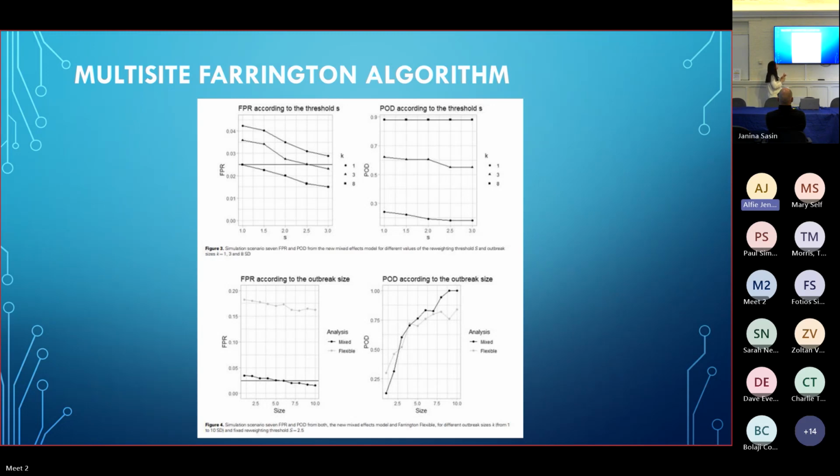Now, in the figures here, we compare both algorithms, false positive rate and probability of detection, also based on outbreak size. So the higher the outbreak, the lower the false positive rate, for both. But of course, the new one has a more accurate false positive rate. And here we can see that also the higher the outbreak, the higher the probability of detection, and the new algorithm here is better than the existing one for very large outbreaks. So when you start reaching outbreaks of around 10 standard deviations, that's when it becomes almost 100% accurate.